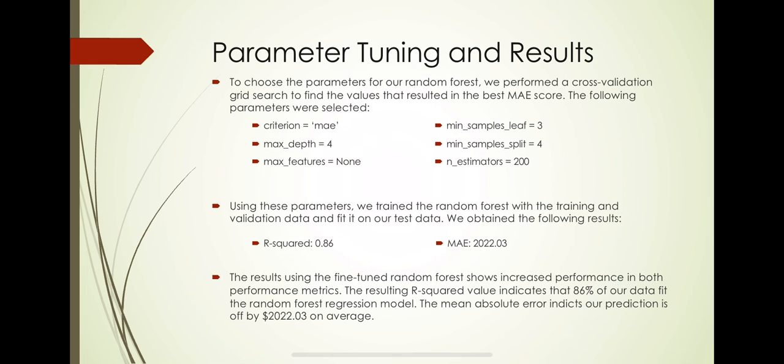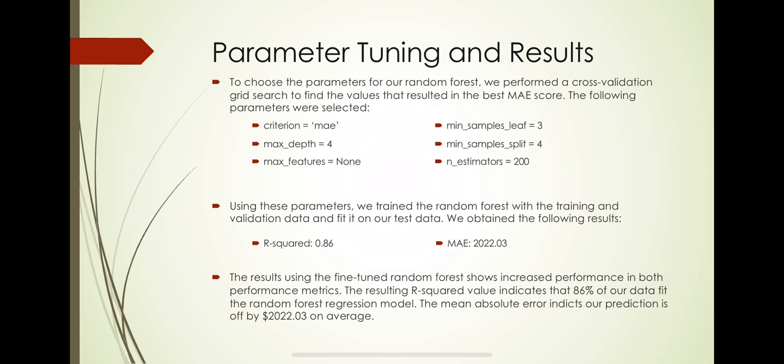The next step was the parameter tuning. To choose our parameters for the random forest, we performed a cross-validation grid search to find values that resulted in the best MAE score. We set the criterion to MAE, the max depth to 4, max features to none, minimum samples leaf to 3, minimum samples split to 4, and the number of estimators to 200. Now, what do we do with these parameters? We use them to train the random forest with the training and validation data, and we fit it on our test data.